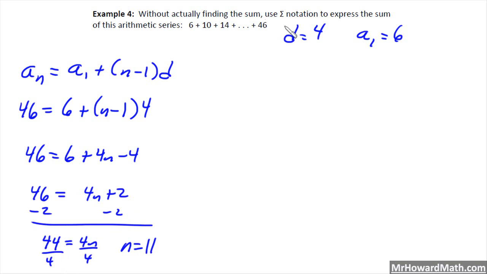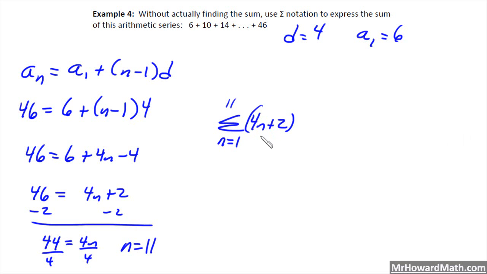So using our sigma notation, we put our sigma symbol in. We're starting with the first term. We'll just use an n value. Here's our variable. So we're going from n equals 1 to 11. And our rule, let's simplify our rule here. We had it right there as 4n plus 2. Put that in parentheses. And that answers example 4.